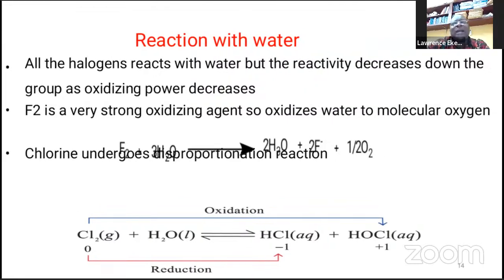So firstly, let's look at their reaction with water. Remember, we say reactivity decreases down the group. So how do they react with water? The halogens react with water, but the reactivity, like we mentioned before, decreases down the group.